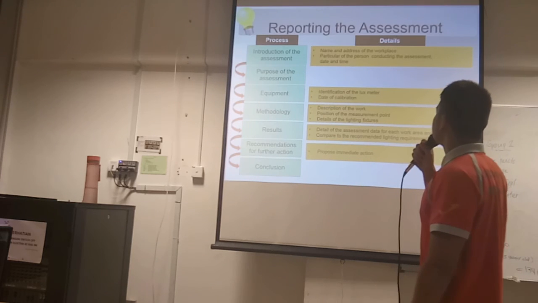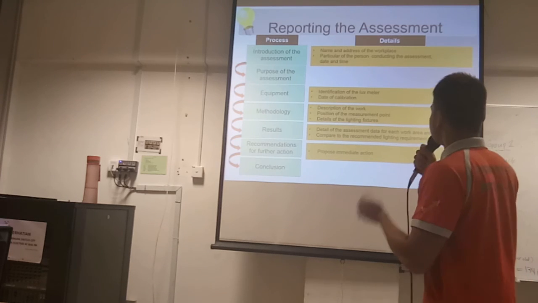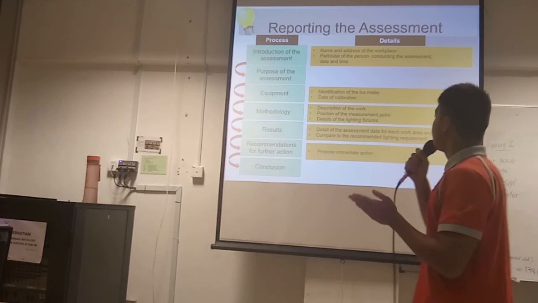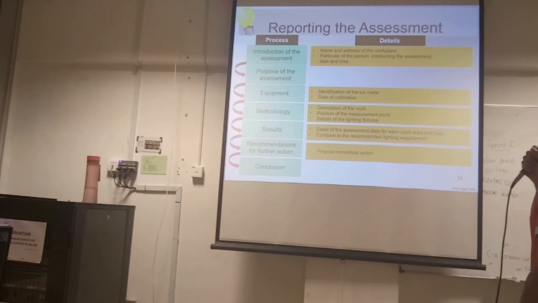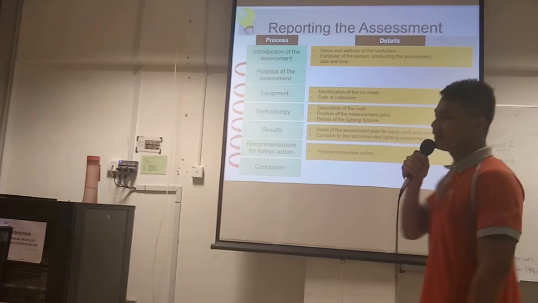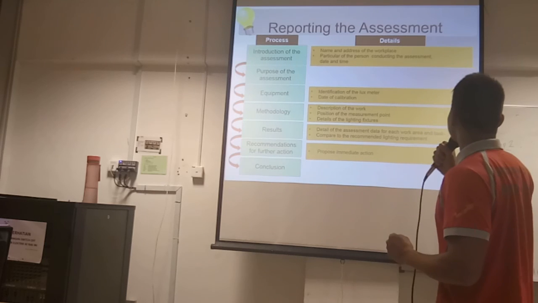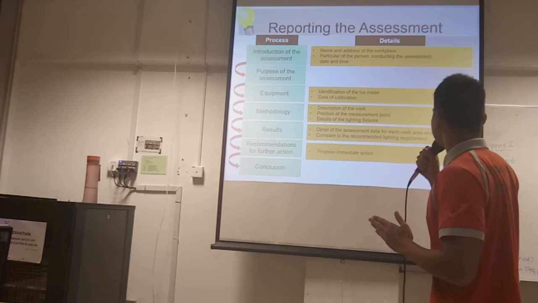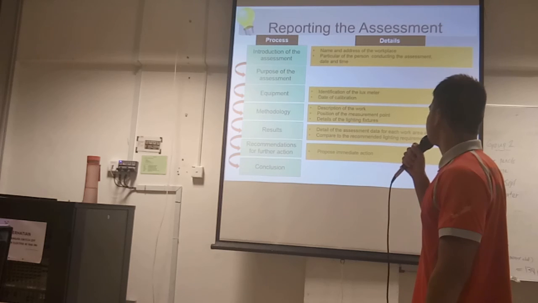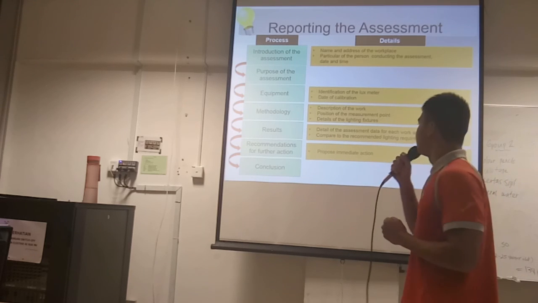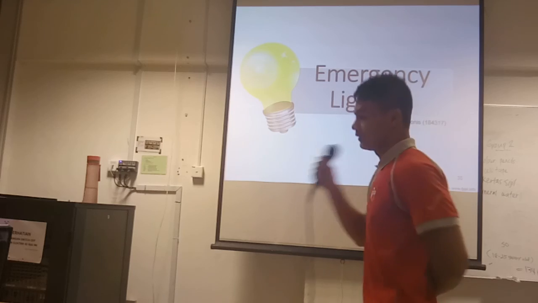And so for reporting the assessment, first we have an introduction of the assessment, and we have to include the purpose of the assessment, the equipment used to identify the lux meter, and also the date of calibration. The methodology describes the work and position of the measurement points and also details of the lighting fixtures. The result tells about the detail of the assessment data for each work area and task, compared to the recommended lighting requirement by the guideline. Then recommendations for further action, to propose immediate action by the assessor. And finally, the conclusion. So we move on to Jonita.